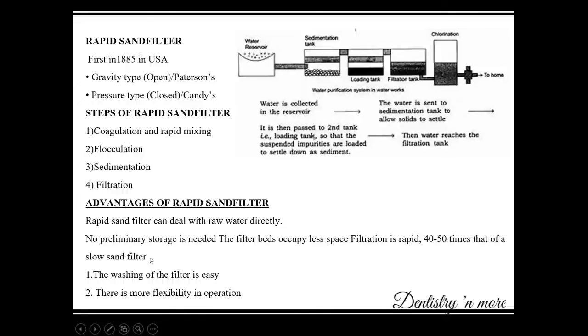So the advantages of rapid sand filter: it is very rapid, and we can deal with raw water directly without any storage. That is the most important, and it is 40 to 50 times faster, because slow sand filter needs the formation of a biological layer. It takes time.